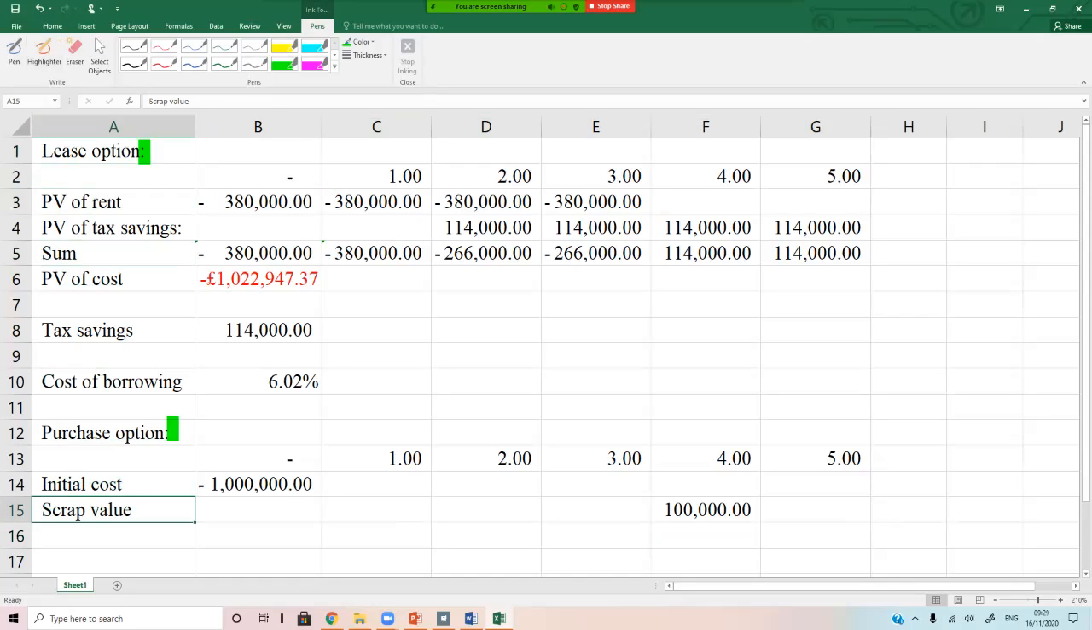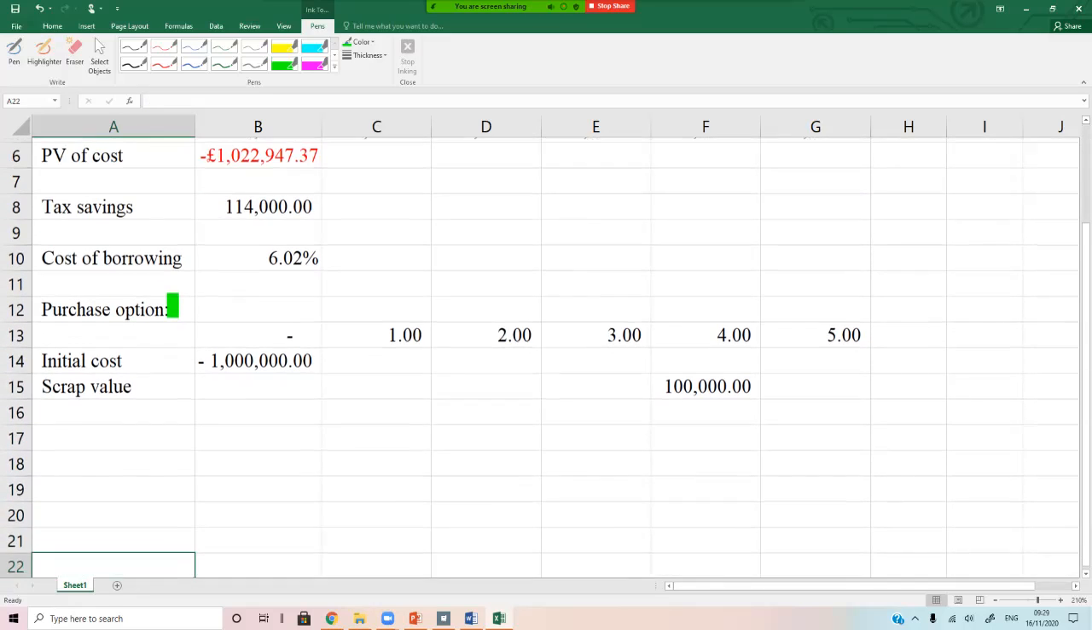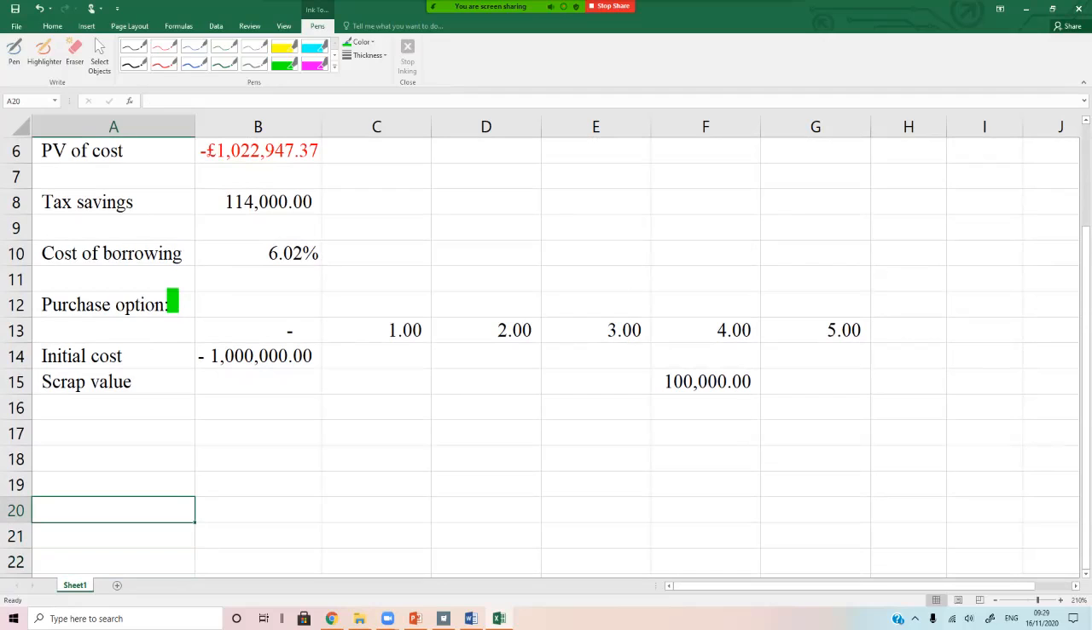In case a cash flow repeats itself, then that is not a finance cash flow, it's an investment cash flow. Also, since you own the asset under the purchase option, you can claim capital allowances. Why? Because you own the asset. Put it here: tax savings as a result of capital allowances, CA.